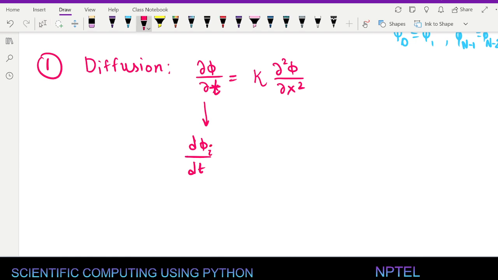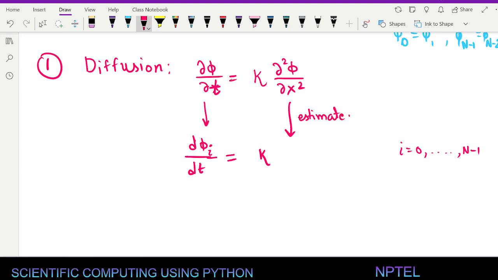Well, you have n equations for n points. So here i itself goes from 0 to n minus 1. So it's always the case: whenever you convert a PDE to ODEs, you have multiple equations. And this is kappa, and this has to be estimated.